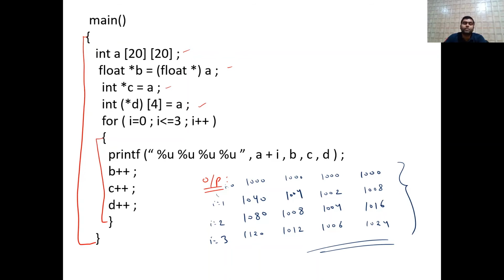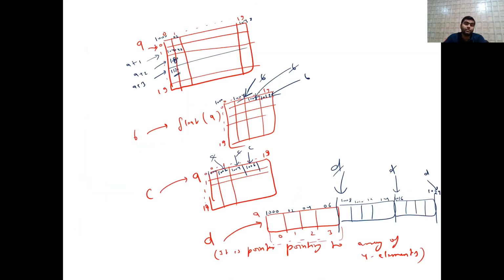Now next is what? D is a pointer pointing to an array of 4 elements. So if you increase D, D will skip 4 elements each and every time. So I hope that I am giving this in very detail. So I hope that this is clear to you.